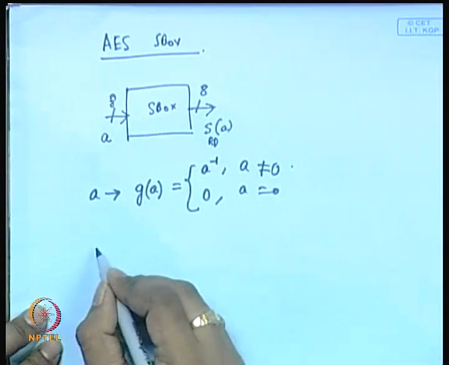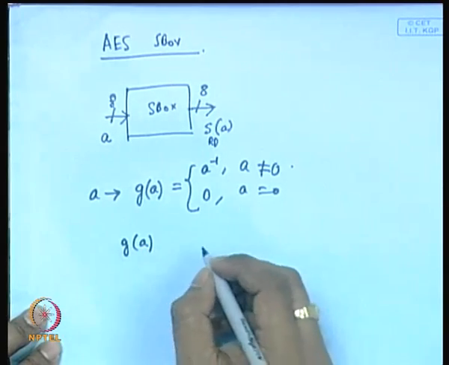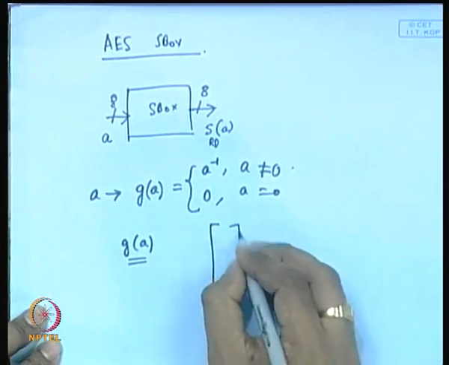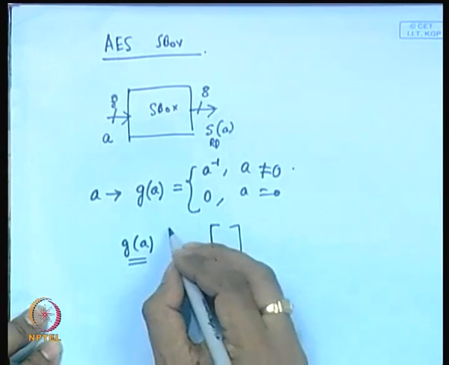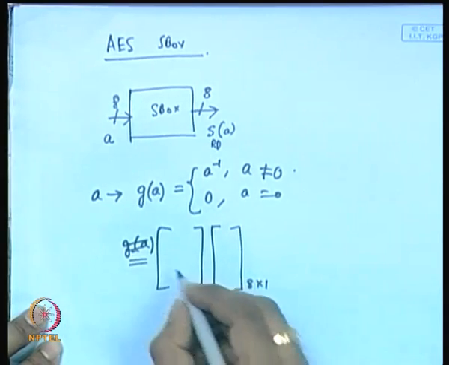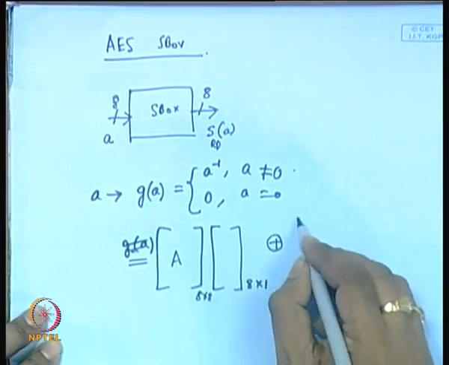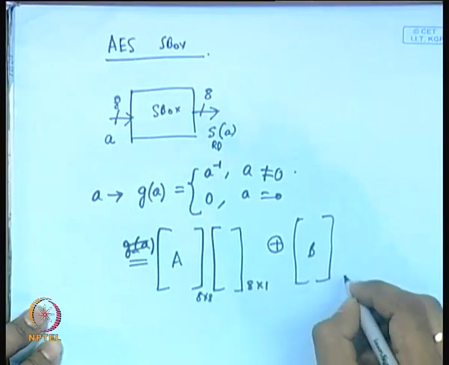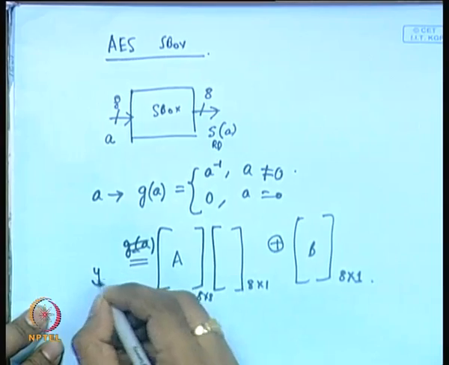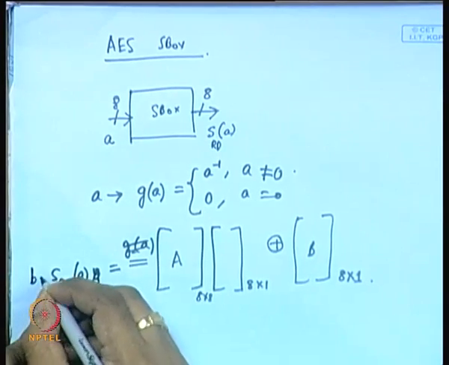Then you take this value of G(A). Since this is also an 8-bit number because it belongs to GF(2^8), I can represent this 8-bit number as a vector of 8 rows and 1 column, and multiply that with a matrix which I call A. So you multiply this with a matrix of 8 cross 8 dimension, called A, and you add that to another vector which we often call B, which has a dimension of 8 cross 1. This output is essentially what we call S_RD(A), or we call that B, for example.